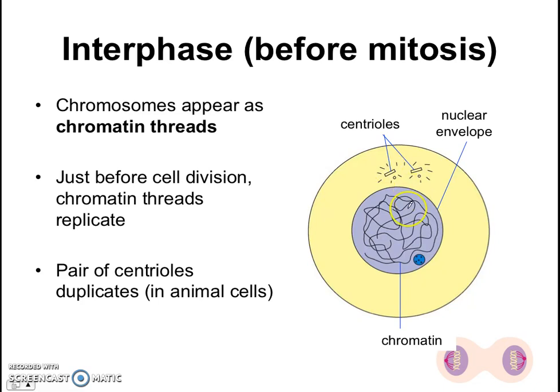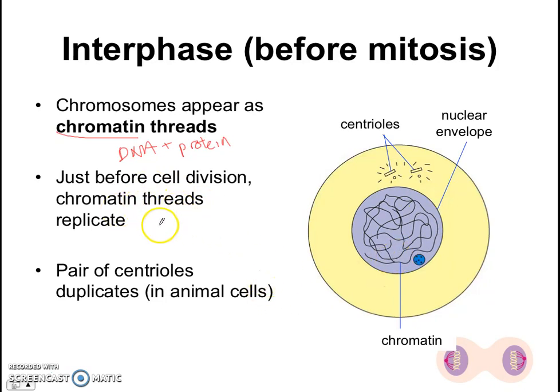Now during interphase, if you look into the nucleus, you will find chromatin threads. You will not find chromosomes because it is only during mitosis that the chromatin threads will condense to form chromosomes. Alright, and recall that chromatin is made up of DNA wrapped around proteins. So chromatin equals DNA plus protein. Now during interphase, just before cell division takes place, the chromatin threads will replicate themselves. So the cell is getting ready to divide.